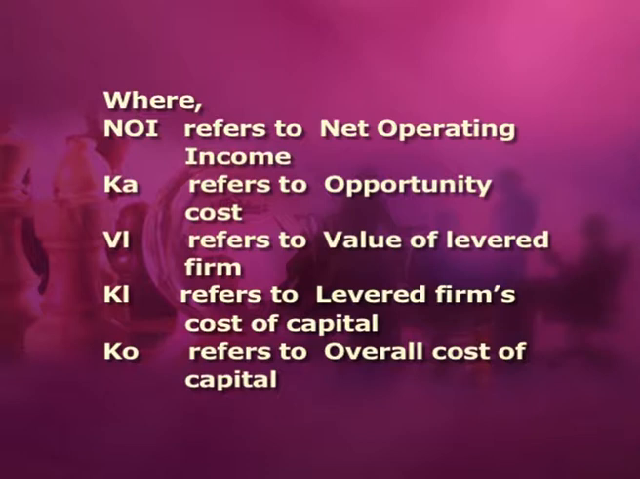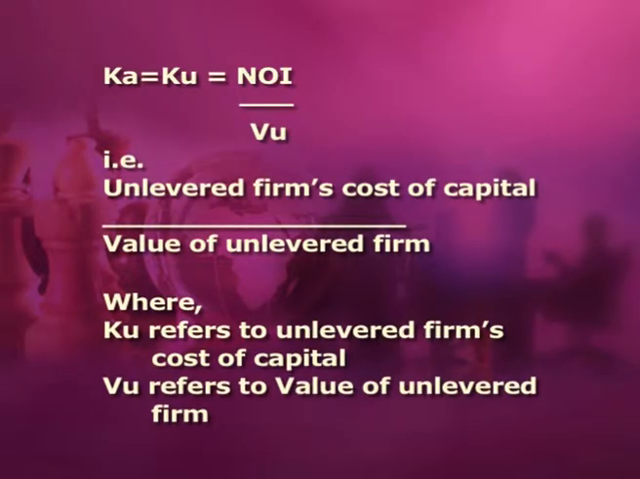KA refers to opportunity cost, VL refers to value of levered firm, KL refers to levered firm's cost of capital, KO refers to overall cost of capital. In case of the unlevered firm, the entire income for the shareholders is the net operating income. Its weighted average cost of capital or overall cost of capital, that is KU, is equal to its opportunity cost of capital, which is KA. So, KA is equal to KU, which is equal to NOI divided by VU, that is net operating income divided by the value of the unlevered firm, where KU refers to unlevered firm's cost of capital, VU refers to value of unlevered firm.